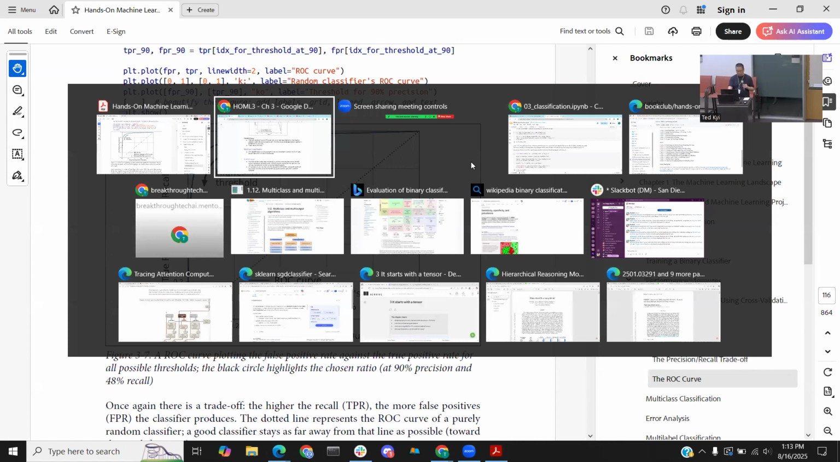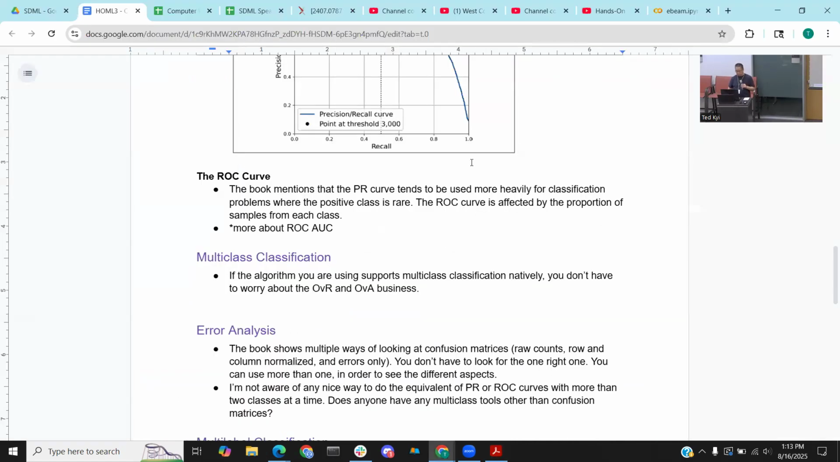So I hope I did a decent job talking a little bit more about the ROC AUC. Any additional questions about the ROC curve?